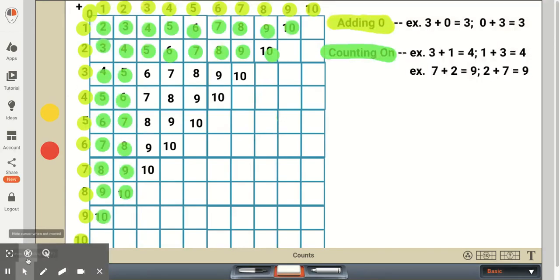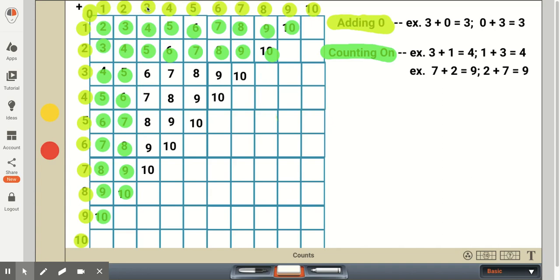The next strategy that I want to mention after adding 0 is our counting on strategy. This is a good strategy to use when first graders are adding 1 or adding 2 onto a number. So for instance, if they're starting with the number 1 and they have to add 1 more, 1 plus 1 would be 2. If they're starting with the number 4 and they're adding 1, 4 plus 1 would be 5. If they're starting with 8 and they're adding 1, the total or the sum would be 9. And like I said, this strategy can be used for counting on 2 also.